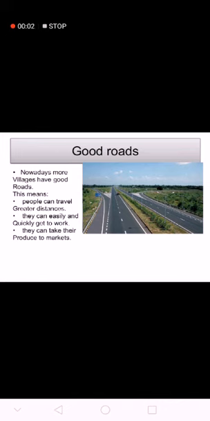As you see in this picture, you can see good roads, and in most villages nowadays you can see this type of roads. These good roads help people to travel to great destinations, so they can travel to very far places, and they also can go easily and quickly to their work. They can go very fast to their work and come back.